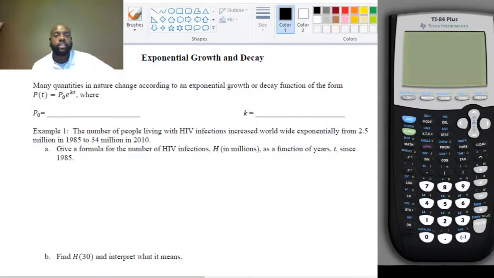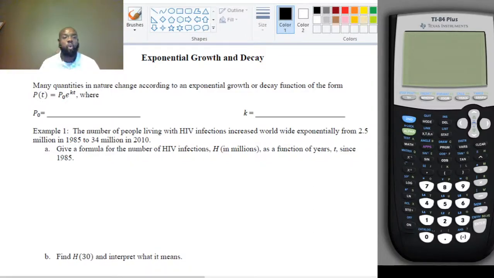In this video, we're going to talk about exponential growth and decay, which is something that we've actually already been talking about, but we're going to look at some other applications that we have not discussed before. As this states, many other quantities in nature change according to an exponential growth or decay function that's given in the form P of t equals P naught times e to the k times t.